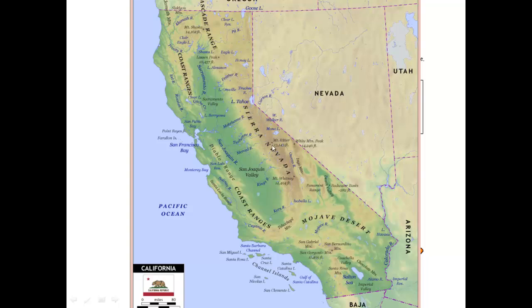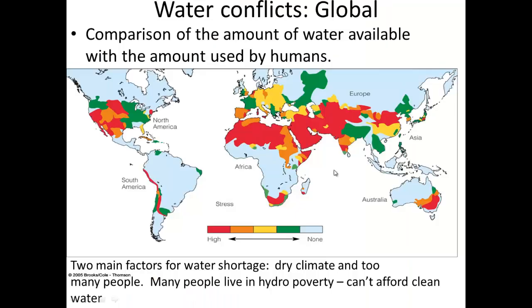So here's the Sierra Nevada. This is one of the largest mountain ranges we have. And here's the ocean. You have all that warm, moist air coming over. See this green region? Then you reach the Sierra Nevada, and then what's beyond the Sierra Nevada? Desert. So that's your rain shadow.